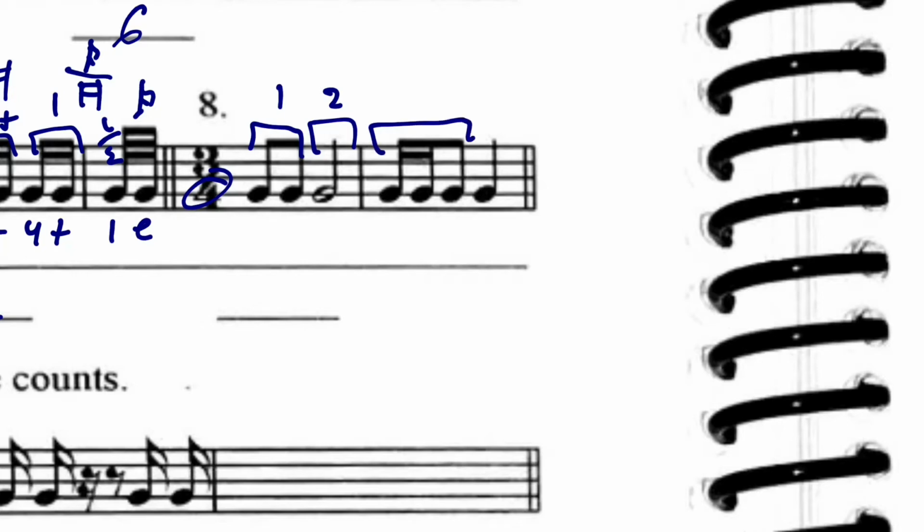There's 1 count, because 2/16 equals an eighth. Eighth and eighth is a quarter. 1 more quarter, so 1 and 1. So we have 5 counts completely.